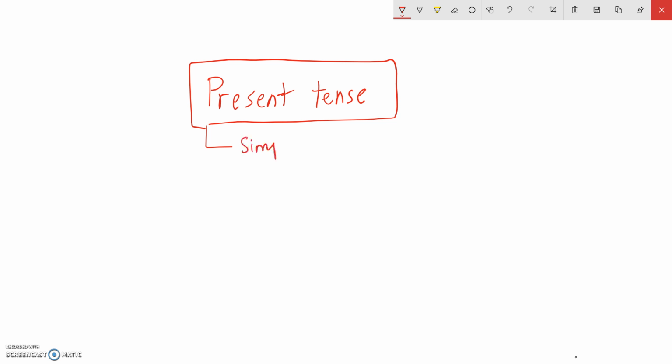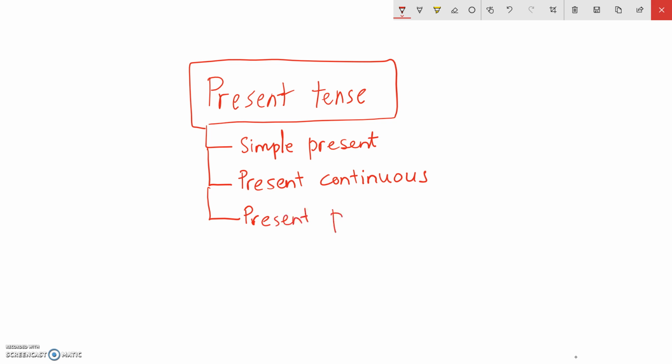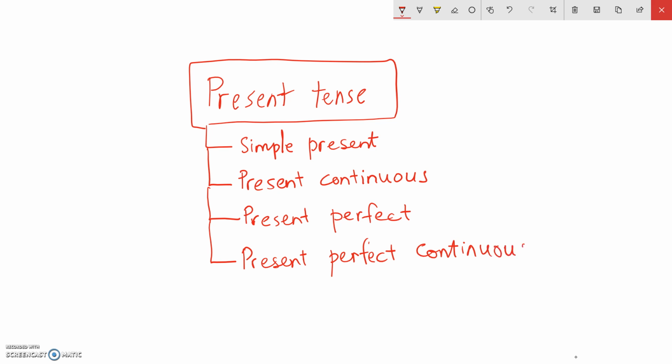First is simple present tense. Then we have present continuous, then present perfect, and present perfect continuous. These are the four types of present tenses. Now let us see each one of them.